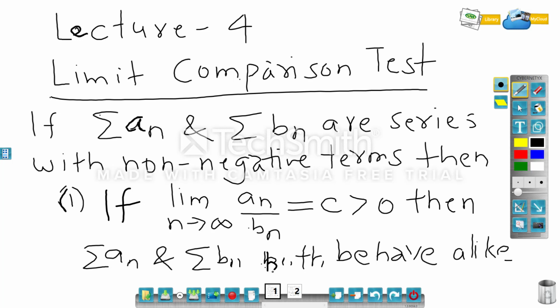Both behave alike means if the series an is convergent, then by default series bn will also converge. If the series an is divergent, then series bn is also divergent. That means both are either divergent or both are convergent.